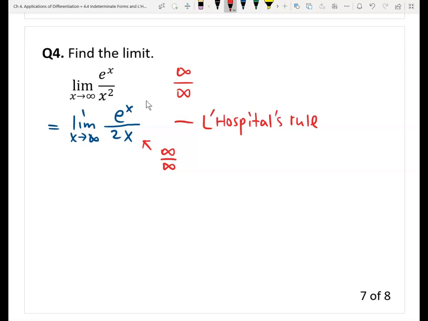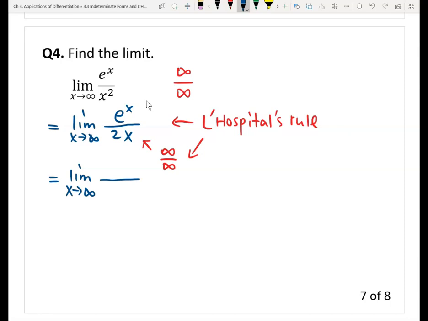So the first time we use L'Hospital's rule, and we get the indeterminate form. We have to use it a second time. Okay, so I am going to use it the second time. And in the future, no matter how many times you can use it, no problem.